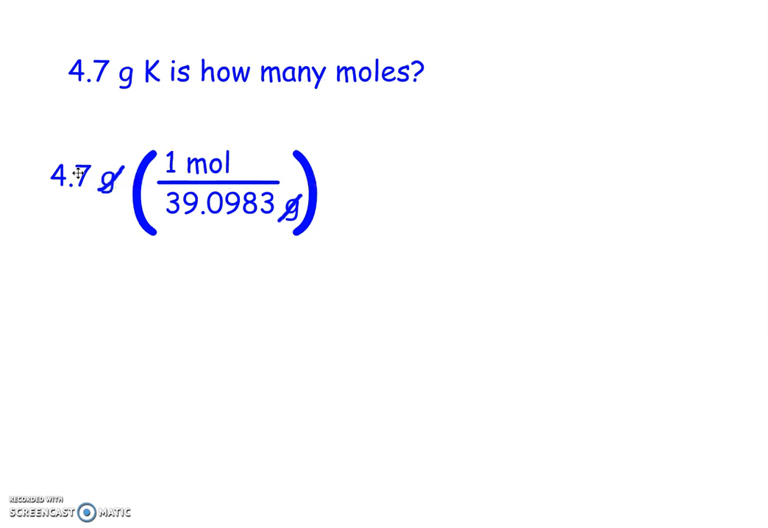So my units of grams cancel out, and I'm left with units of moles. So the molar mass for potassium is 39.0983 grams per mole. So now 4.7 times 1 divided by 39.0983 gives me 0.12, and the units that I'm left with is moles.